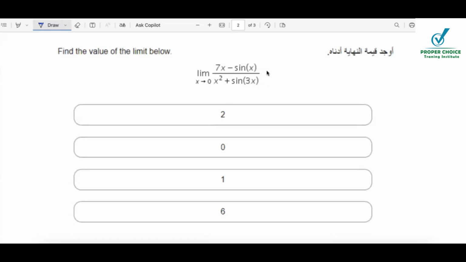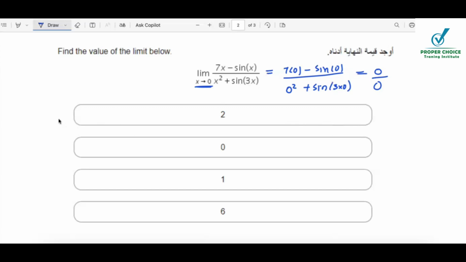So when you substitute a value of x as 0, (7x - sin x) / (x^2 + sin 3x) becomes 7 times 0 minus sine 0 divided by 0 squared plus sine 3 times 0. Wherever x appears, I am replacing it with 0 because x is approaching 0. When you substitute and check carefully, the numerator is 0 and the denominator is also 0 because sine 0 is 0. So here we are getting an indeterminate situation. 0 by 0 or infinity by infinity is indeterminate. Then how do we find its limit?